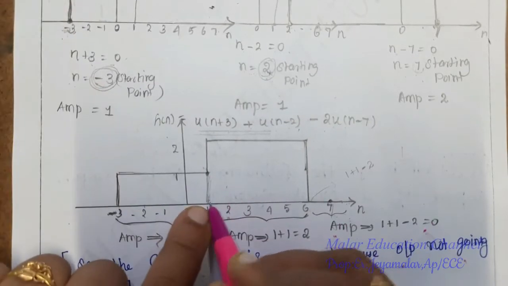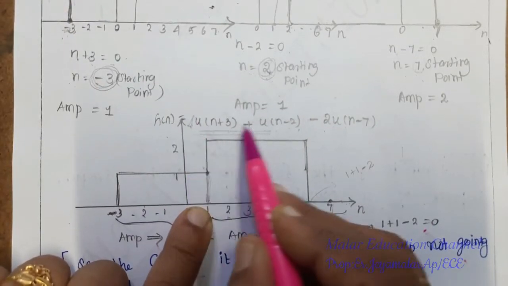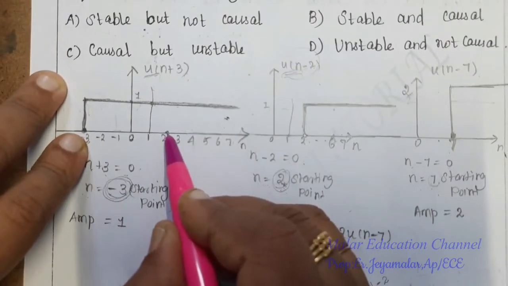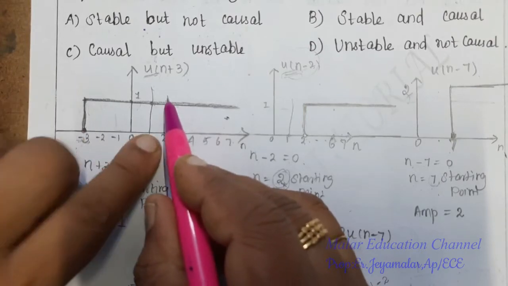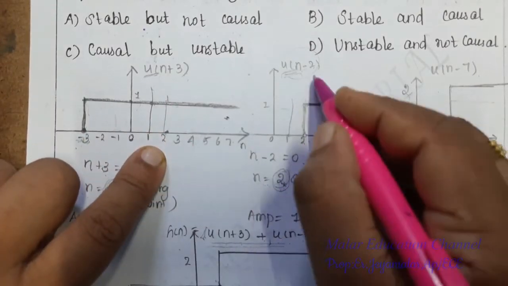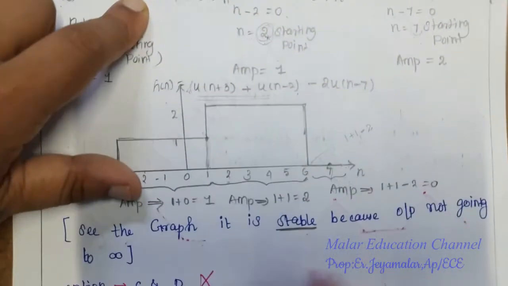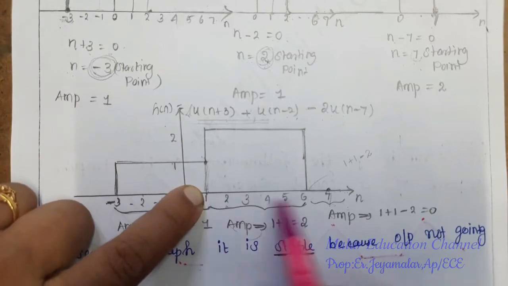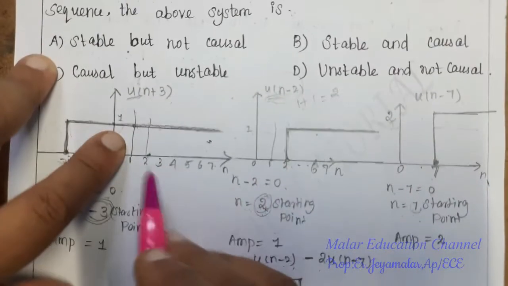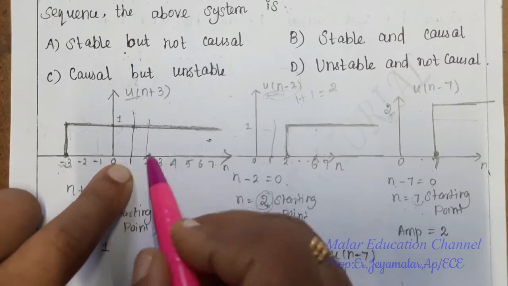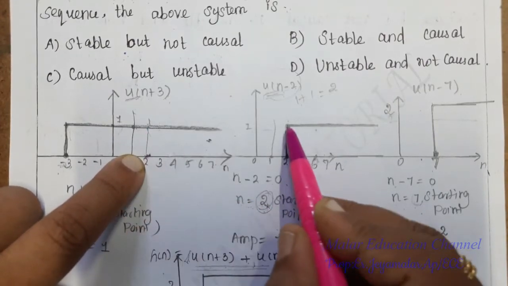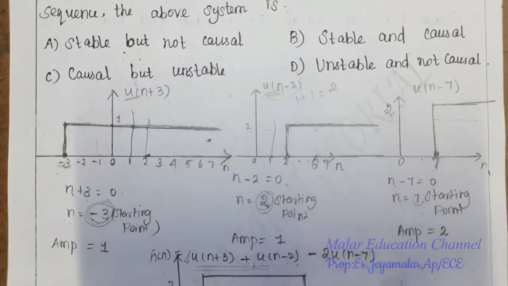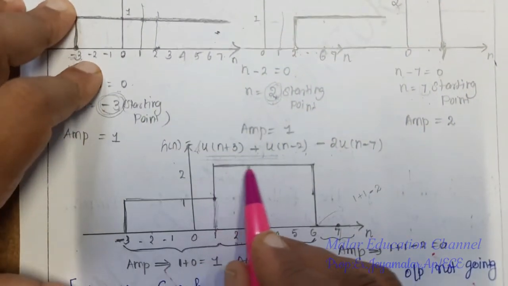After that, the signals are added: here the amplitude is 1, and 1 plus 1 equal to 2. At point 2, the amplitude is 1, and the other function's amplitude is also 1, so 1 plus 1 equals 2. From point 2 up to 6, the amplitude is 2.